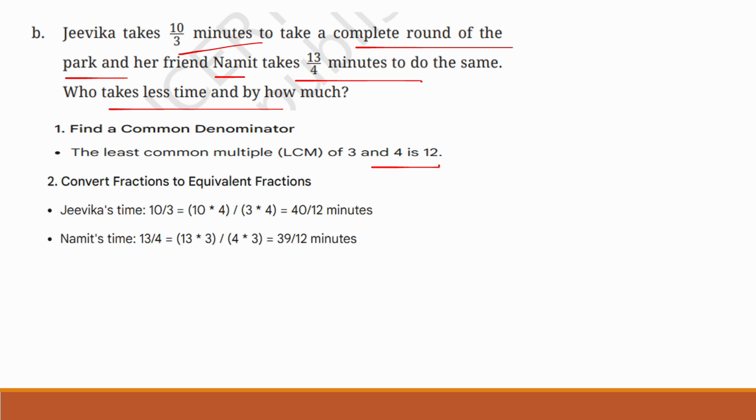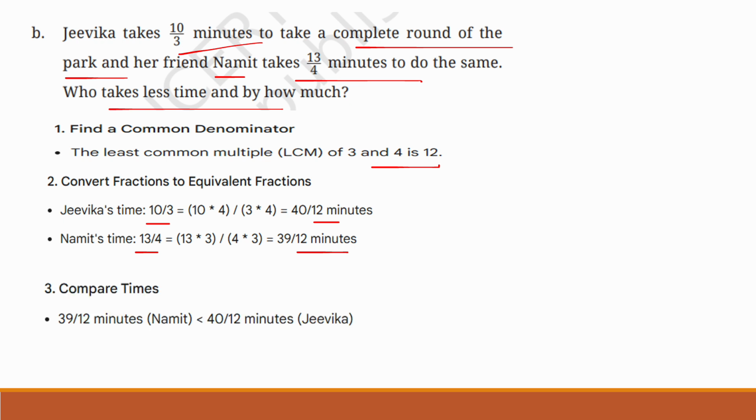Then convert the fractions into equivalent fractions. Jivika's time is 10 by 3 minutes. So, convert 10 by 3 into an equivalent fraction such that the denominator is 12. So, multiply both numerator and denominator by 4. So, 40 by 12. Then, Namit's time 13 by 4. So, convert 13 by 4 into an equivalent fraction such that denominator is 12. So, multiply both numerator and denominator by 3. So, the fraction becomes 39 by 12. Then compare times. 39 by 12 minutes is less than 40 by 12.